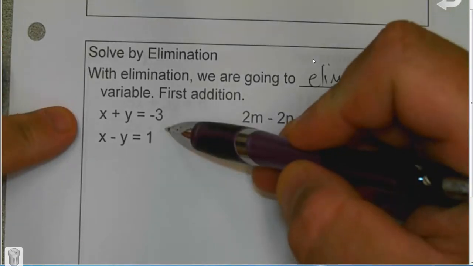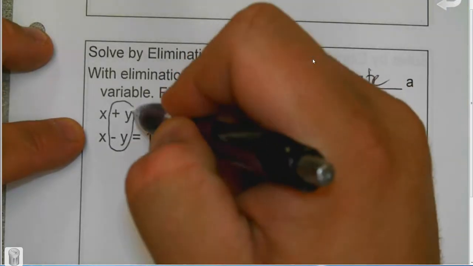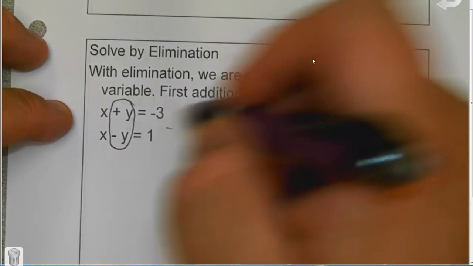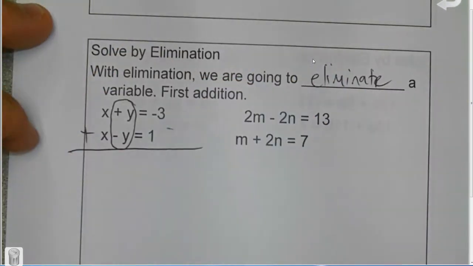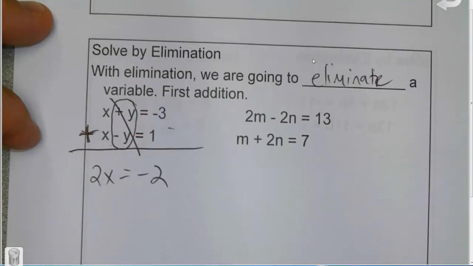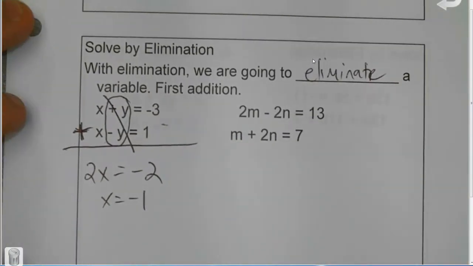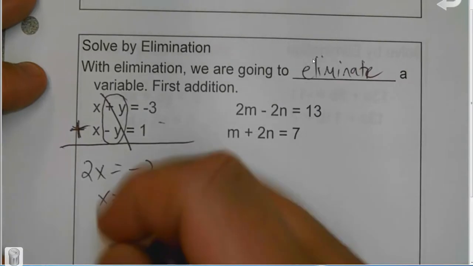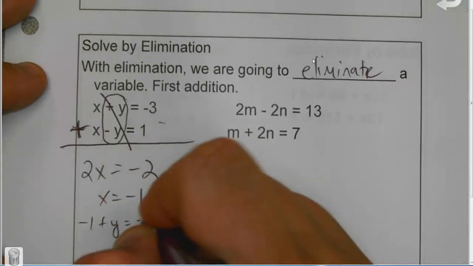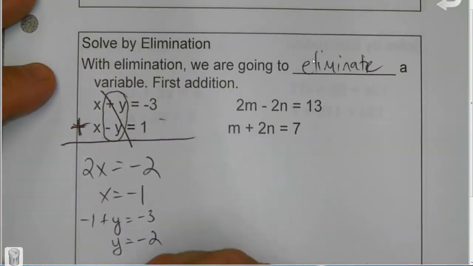What variable can we get rid of by adding in this equation? Hopefully you said y, because a positive y and a negative y is going to cancel out. So if I add these two equations, I end up with 2x is equal to negative 2 because the y is canceled out. So x is equal to negative 1. Just like with substitution, we have to go back and plug it in to one of the original equations. Negative 1 plus y is equal to negative 3. I add 1, y is equal to negative 2. So my ordered pair is negative 1, negative 2.